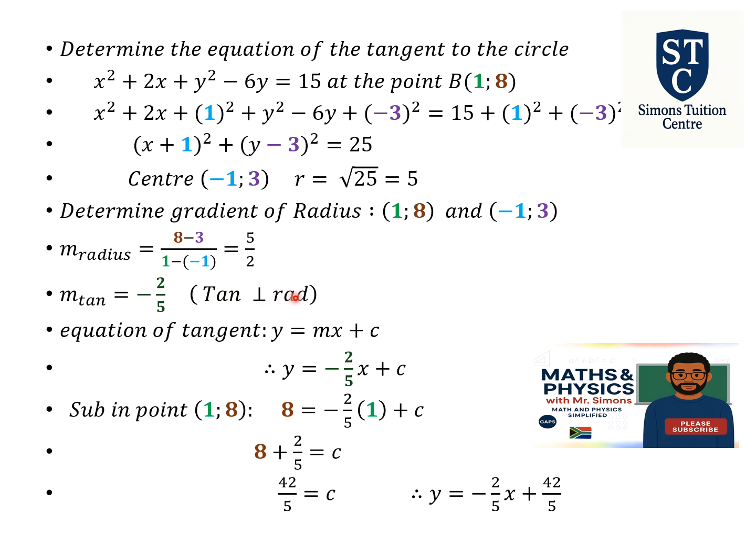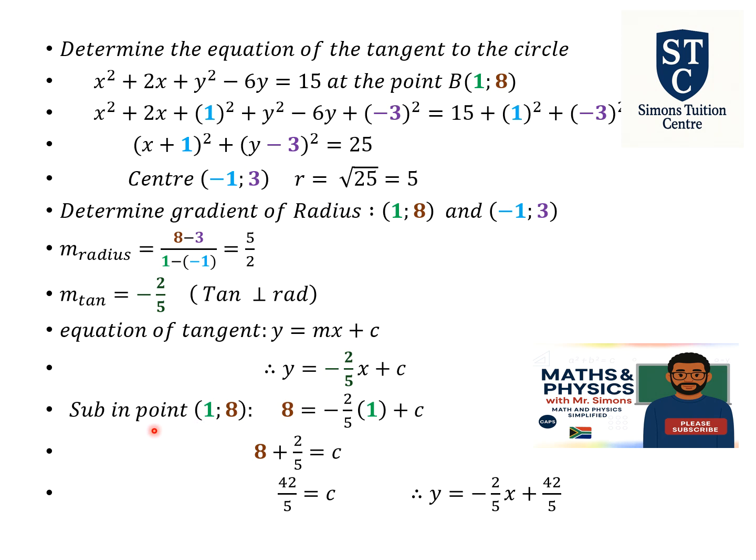That is because my tangent is always perpendicular to the radius. They always meet at 90 degrees. So gradient of radius times the gradient of the tangent must equal minus 1. So equation, general formula, y equals mx plus c, m being negative 2 over 5, so negative 2 over 5x plus c. Right, the point where the two make contact on the tangent is 1 and 8. So I'm going to use 1 and 8 to find the value of c.